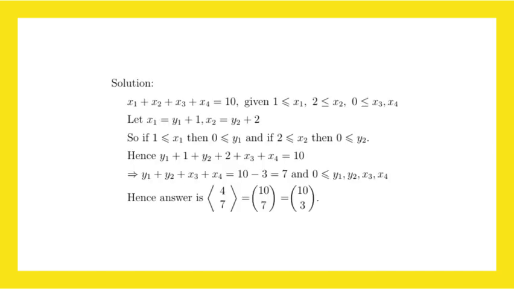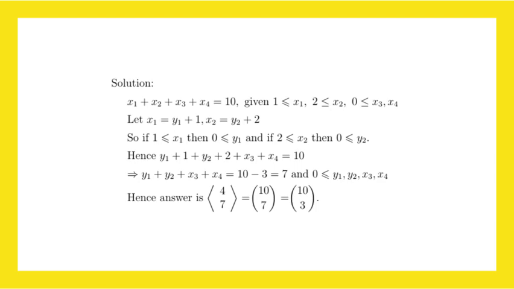So the same trick will work here for x1 and x2, which we have used in the earlier problem. Let x1 is equal to y1 plus 1 and x2 is equal to y2 plus 2. Change of variable. So if 1 is less than equal to x1, then 0 is less than equal to y1. And if 2 is less than equal to x2, then 0 is less than equal to y2. Hence our new equation becomes y1 plus 1, which is x1, plus y2 plus 2, which is x2, plus x3 plus x4 is equal to 10.